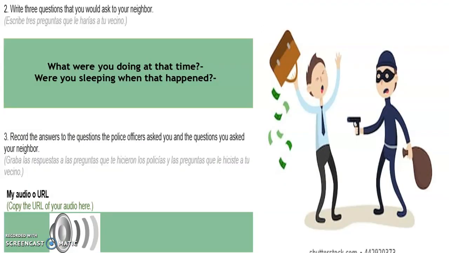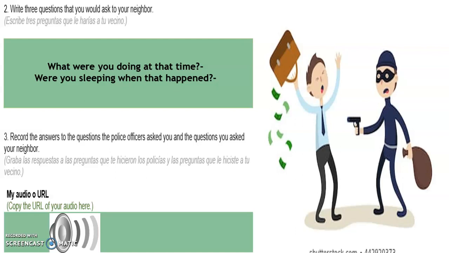In the last part, you're going to write 3 questions that you like to ask to your neighbor. For example, you can use in present and past progressive. What were you doing at the time of the theft? ¿Qué estabas haciendo en ese momento? In this case, en este caso, pues es informativo porque me tienen que decir qué estaba haciendo.